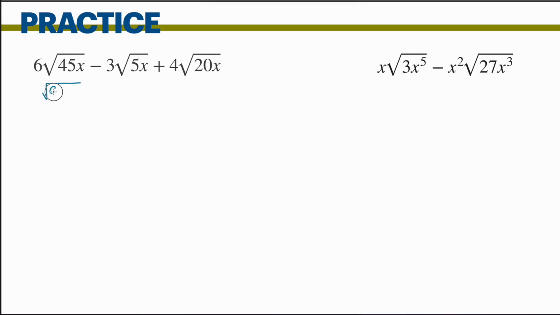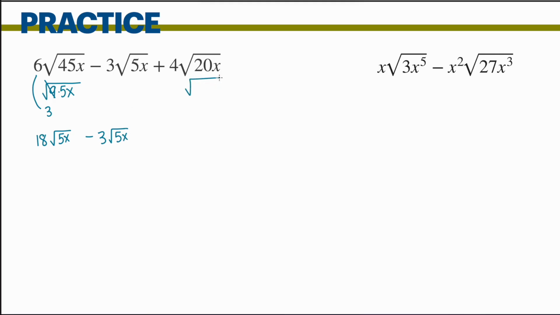Square root of 45 is 9 times 5. Square root of 9 is 3. Now you can take those two whole numbers and multiply, 6 times 3 is 18. 5x is left inside the square root. I cannot simplify this, so I'm just going to bring the entire thing down.